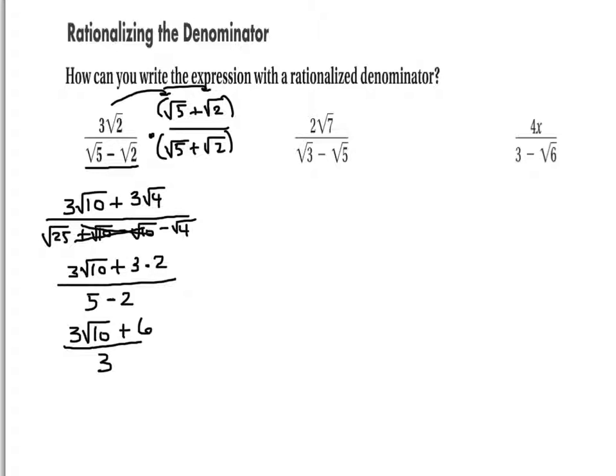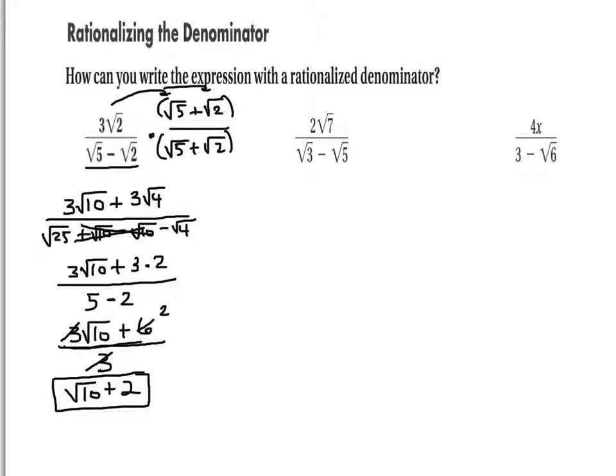Now, you'll notice that as you look at these numbers here, you have a 6, you have a 3 on the outside of the root, and you have a 3 in the denominator. They all go into each other. So I'm going to have to reduce this. The 3's are going to cancel, so I just have the square root of 10 plus, 6 divided by 3 is 2. And this is my final answer. 3 cancels with this 3. This 3 cancels with that 6 2 times.